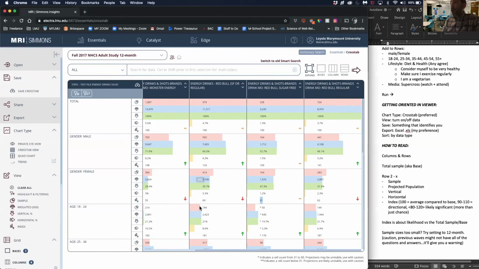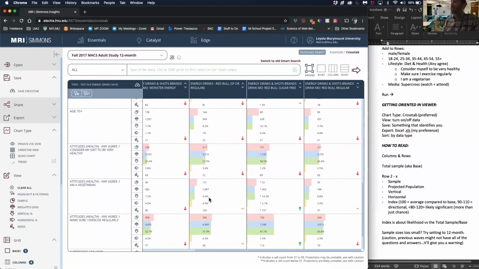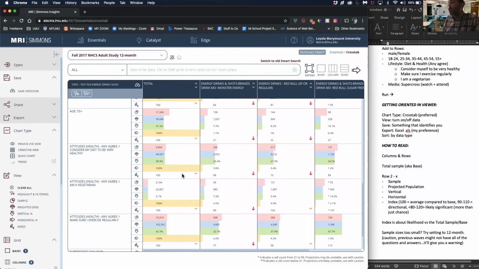So the fact that far fewer women drink energy drinks is beyond just chance. There is a strong inverse correlation between female gender and consumption of energy drinks. Let's look at some of these health attitudes. I consider myself to be very healthy. Okay, in general, energy drink. So first of all, what percent of the population consider themselves to be very healthy? Surprising. Only 40% consider their diet to be very healthy.